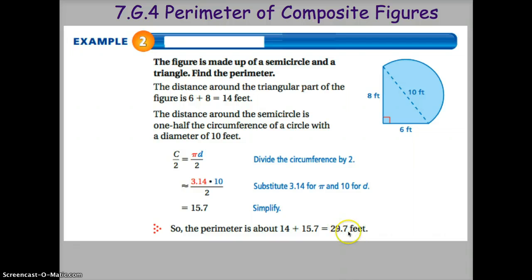It does go into the tenths place, so I want to make sure I watch out for that decimal. When you're doing these problems on your own, make sure you're careful with the decimal. Always round to the nearest hundredth unless it says otherwise.